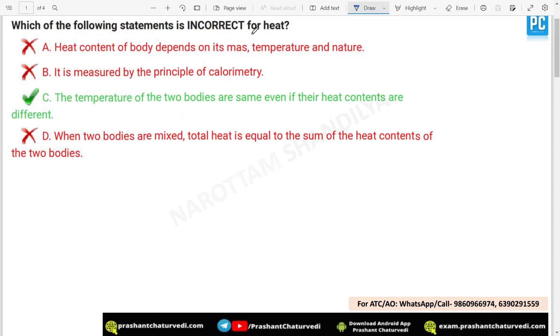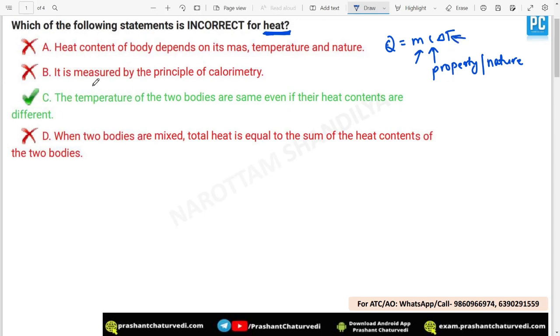Which of the following statements is incorrect for heat? Heat content of a body depends upon its mass, temperature, and nature. The spelling of mass was wrong, but you can understand. Yes, we have studied MC delta T. This is the mass, this is the specific heat capacity, the property or nature of that body, and this is the temperature difference. So of course, it depends.